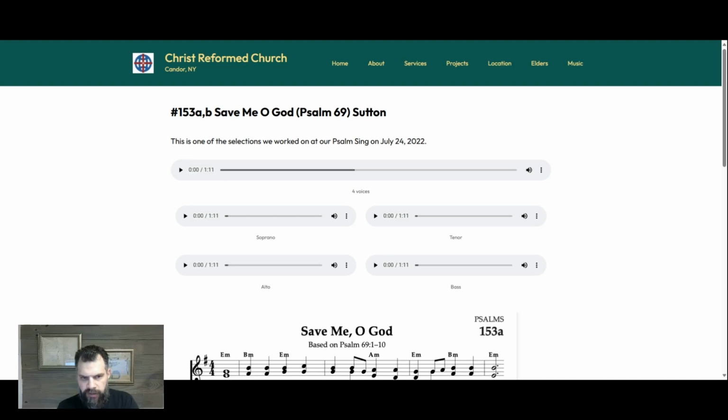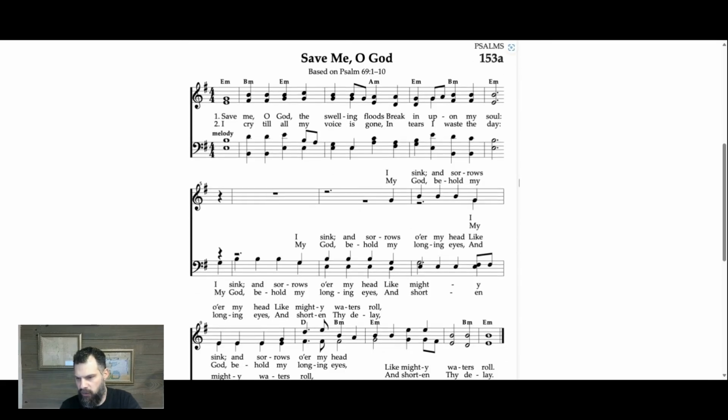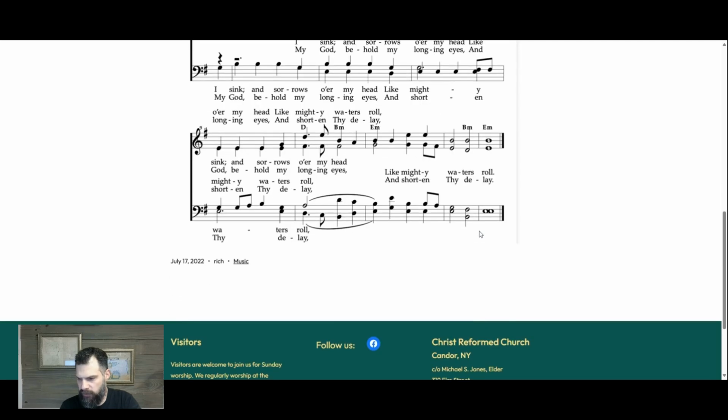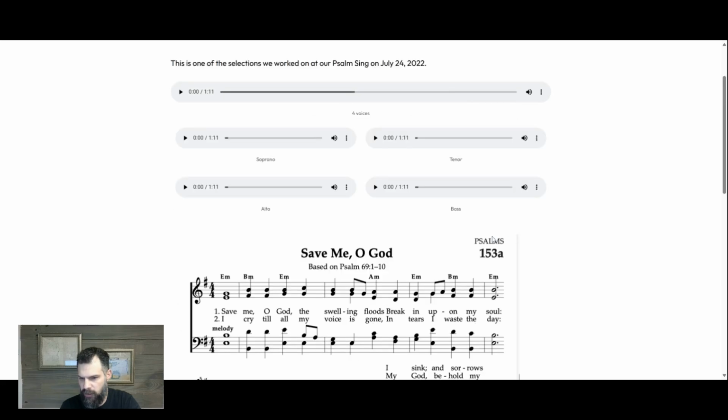All right, so you can see here that I am at our Mother Church website. This is Christ Reformed Church, Candor, New York, where Michael Jones and Ralph Riegel are the pastors. And they have this very helpful page up for this setting of Psalm 69 that we have been using. And we are going to start singing actually this Sunday as our song of confession. So now let's see if this will actually let us listen to it. So here we go.